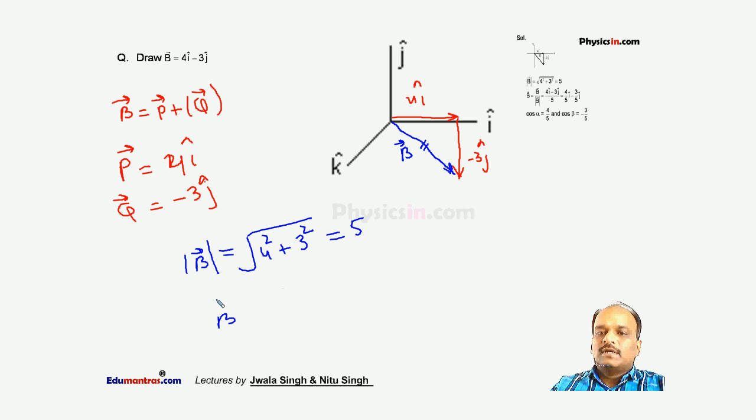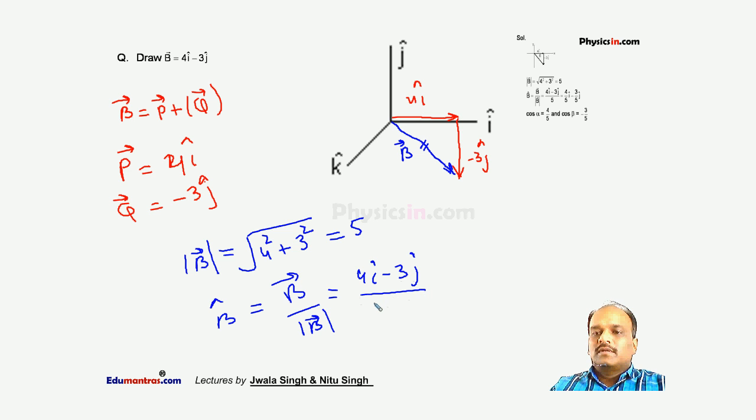Now b cap. b cap is simply vector b divided by mod of vector b. It is equal to vector b, meaning 4 i cap minus 3 j cap, divided by 5. Mod of b is 5. So it is 4 by 5 i cap and minus 3 by 5 j cap. So here cos alpha is 4 by 5 and cos beta is minus 3 by 5. Means this is your beta and this is your alpha.